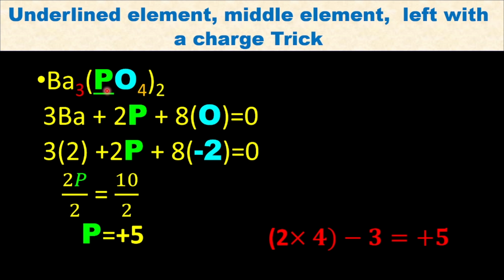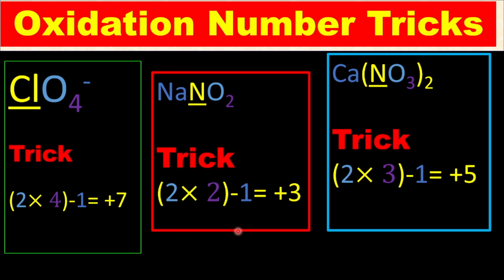So this is 2 times 4, which will give us 8, minus 3, and that will give us 5, as you can see here. So you see, this is very simple to handle. 2 times 4, it is 8 minus 3, and that will give you plus 5, as you can see over here as well. Now let's look at some few. We have ClO4 minus. Now let's do that in the fastest way. 2 times 4, that is 8, minus 1, that will give you plus 7. That is great. You are doing well now.